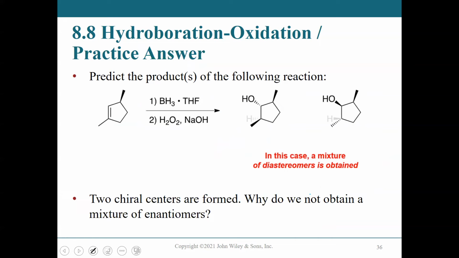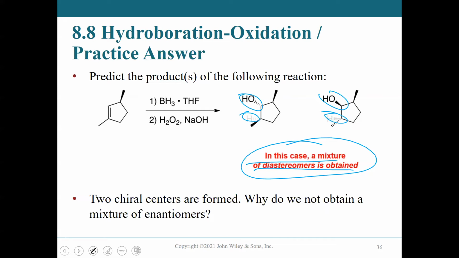Here they put it really weak, the H dash and the OH dash, H wedge, OH wedge, and H wedge. In this case, a mixture of diastereomers is obtained. Why are they diastereomers, not enantiomers? Because you have a second chiral center right here. That's why they don't call it enantiomers. Theoretically, they should be enantiomers, but because you have an additional chiral center, they are not enantiomers. They are diastereomers. Two chiral centers are formed.